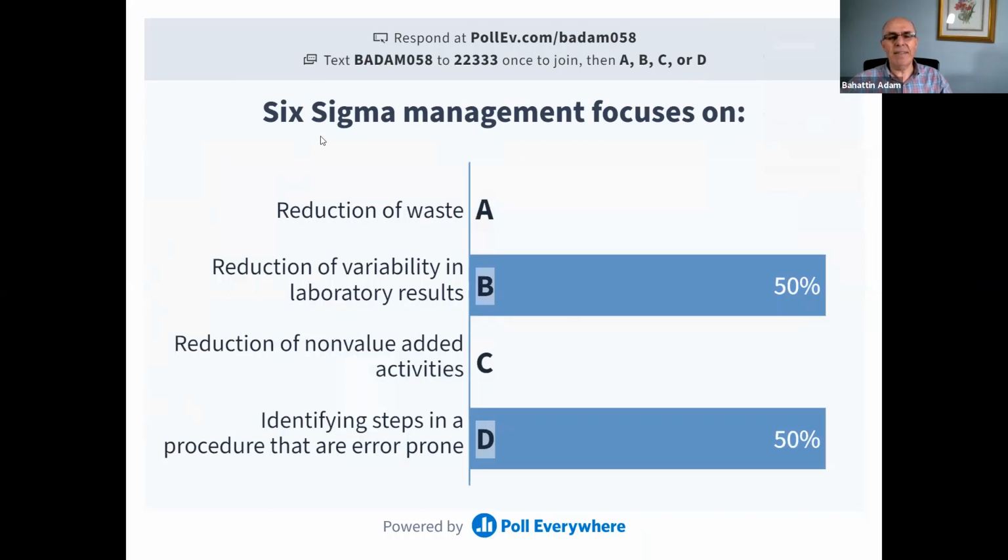Six Sigma focuses on reduction of variability in the laboratory test results. B is the correct answer. Reduction of waste is about Lean, and reduction of variability in laboratory results is about Six Sigma.